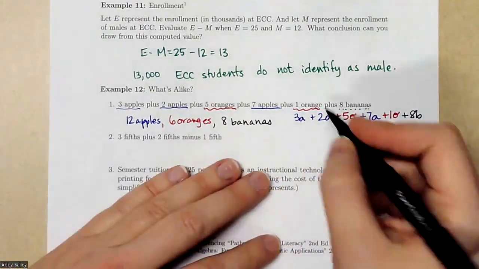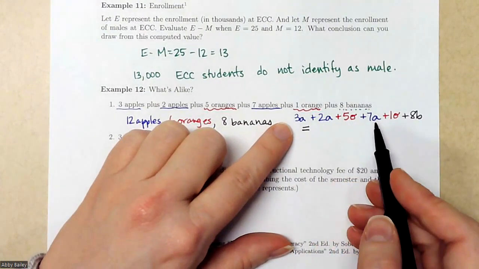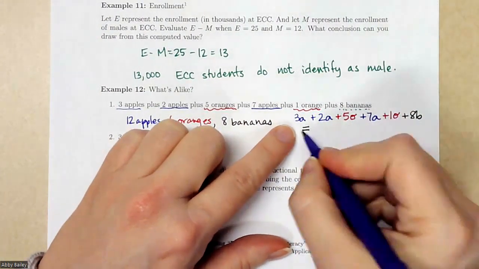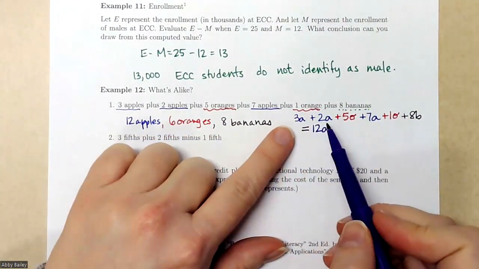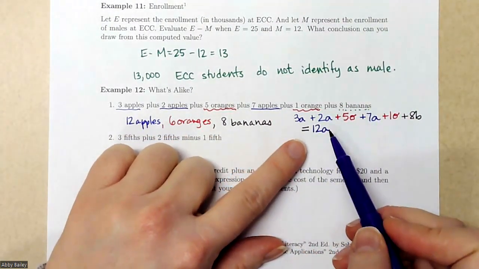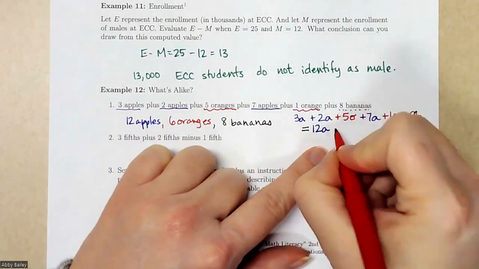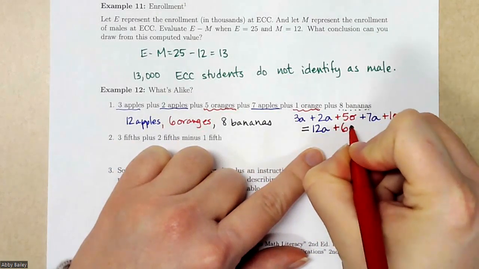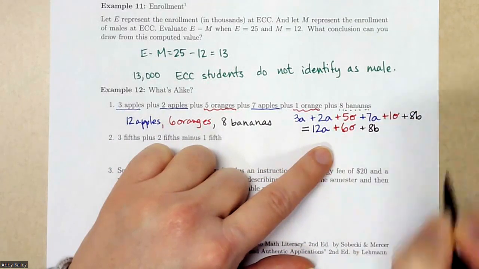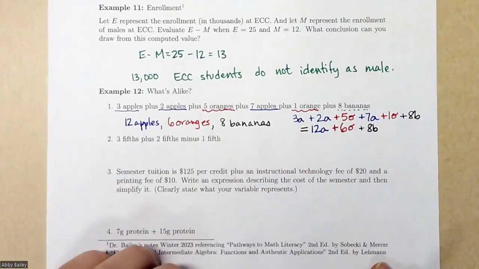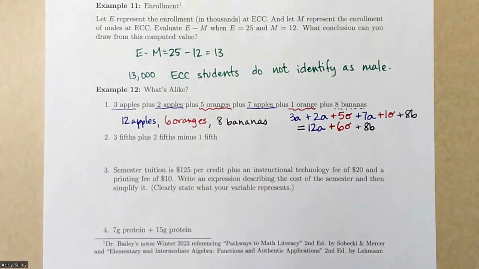So if we combine those 3 apples, 2 apples, 7 apples, I see that's where our 12 apples come from. So 3 of them plus 2 of them plus 7 of them, 12 of them. And oranges, 5 oranges plus 1 orange, 6 oranges. And then the 8 bananas, they're hanging out, 8 bananas. So we add like with like, or we do a natural combination therein.